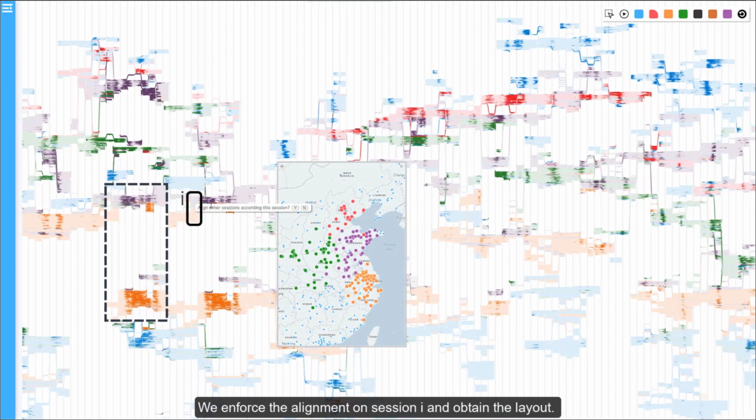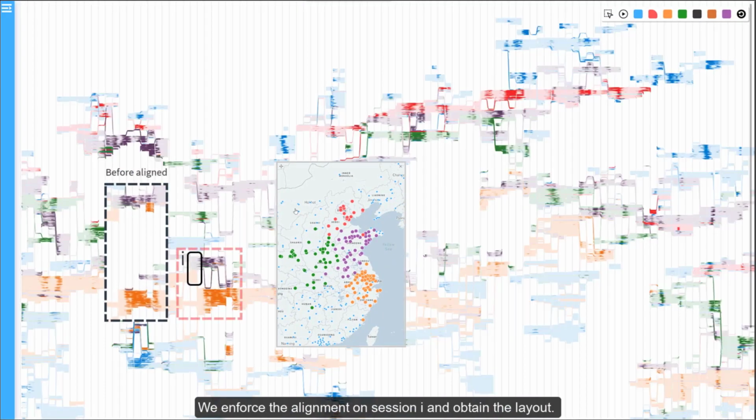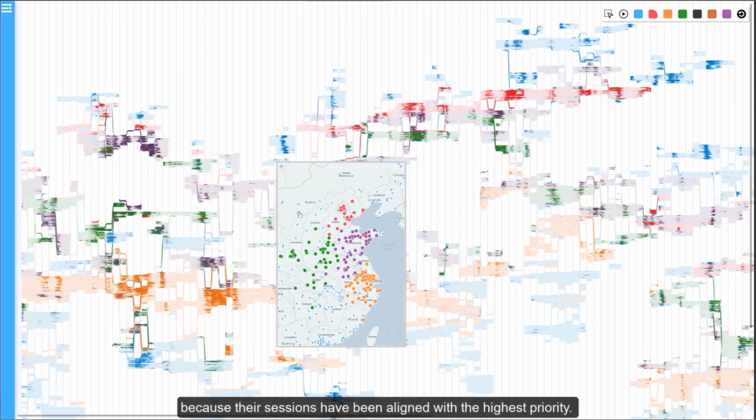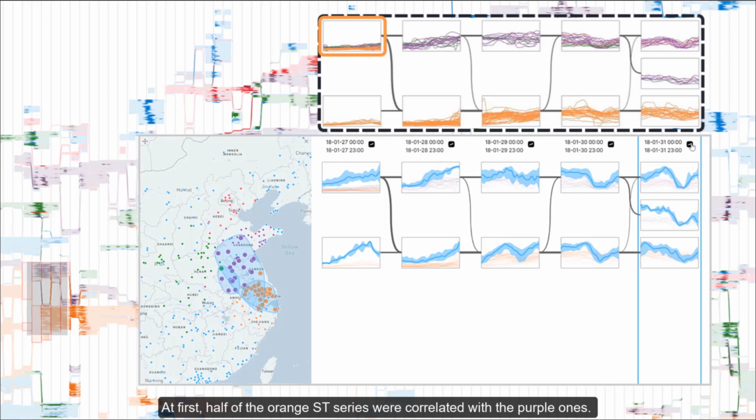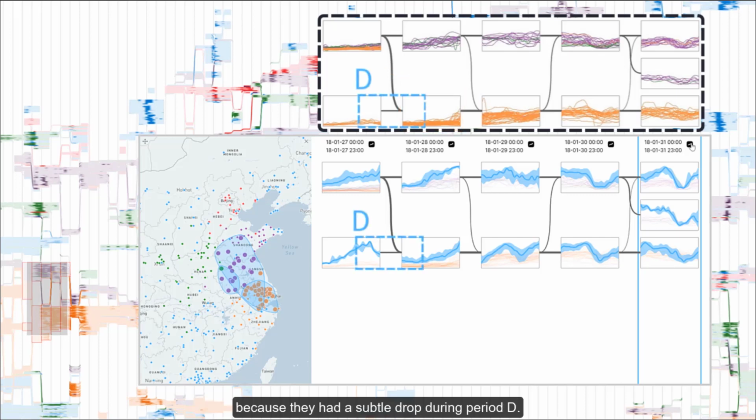We enforce the alignment on session I and obtain the layout. The orange and purple spatial temporal series are placed closer, because their sessions have been aligned with the highest priority. We then brush the related sessions for details. At first, half of the orange spatial temporal series were correlated with the purple ones. Afterward, the orange spatial temporal series appeared in another session because they had a subtle drop during period D.